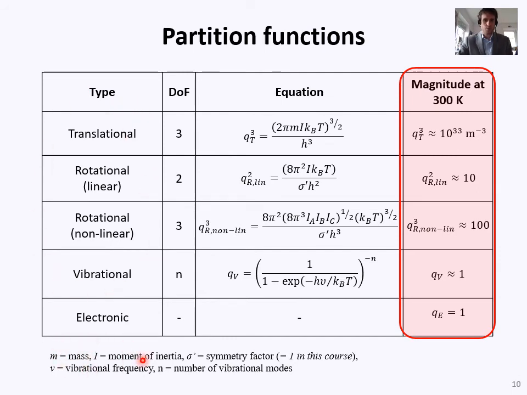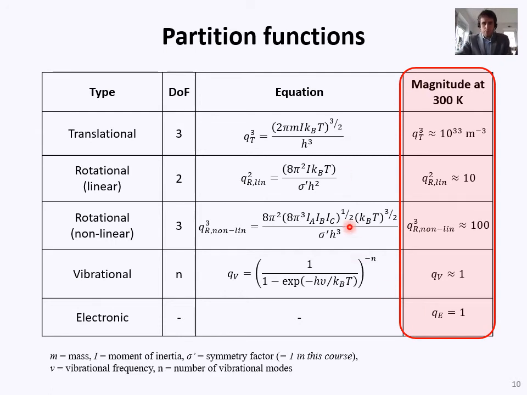And of course, there's also spin, partition functions, etc. The key points here are the magnitudes again. So we always assume that the vibrational partition function has a magnitude of about 1. Okay, and the electronic at room temperature, electronic partition functions is also 1.